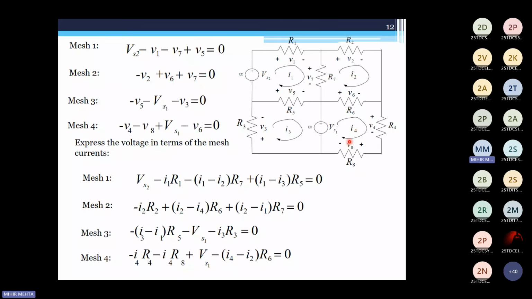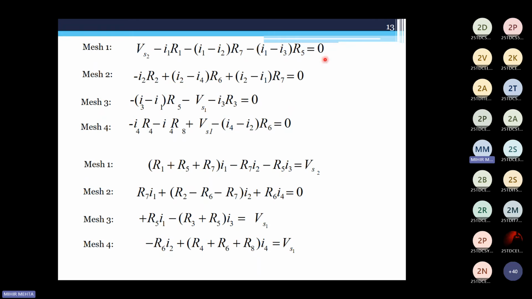So since we have formed these four equations, now what we're doing is we'll open these brackets and try to get all the I1, I2, and I3 terms together, and we'll take the voltage sources on the right hand side. So here you'll get I1 multiplied by R1 plus R5 plus R7. So you have terms with R1, terms with R5, and terms with R7. We are opening these brackets for all the four equations, and taking the voltage sources on the right hand side of the equation.